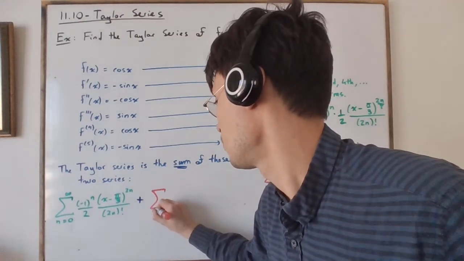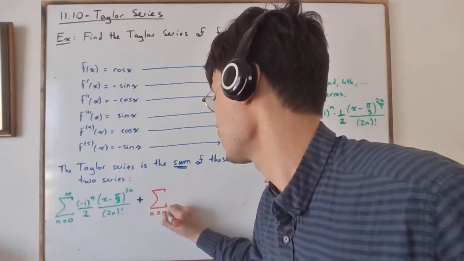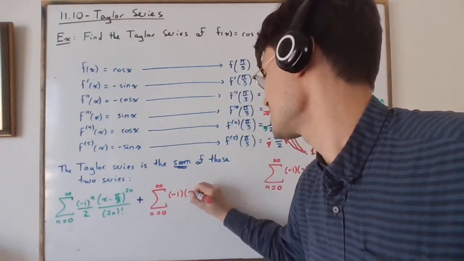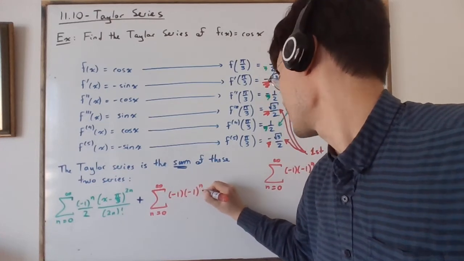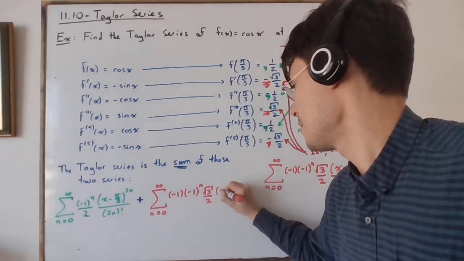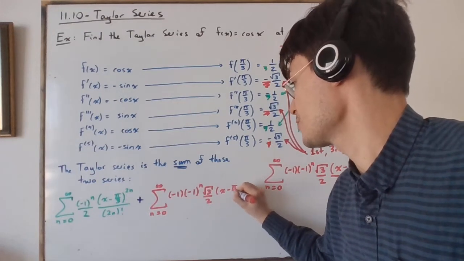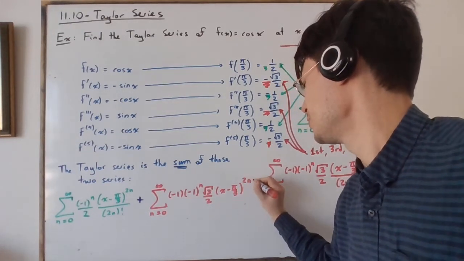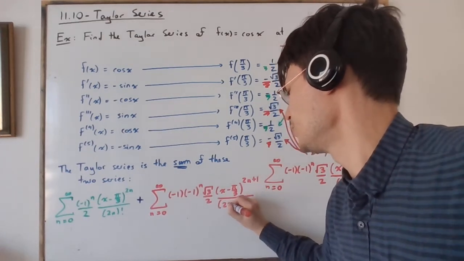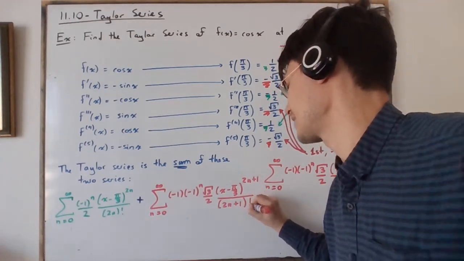So from n equal to 0 to infinity, negative 1 times negative 1 to the power of n, root 3 over 2, x minus pi over 3, I hope we have space here, 2n plus 1 over 2n plus 1 factorial.